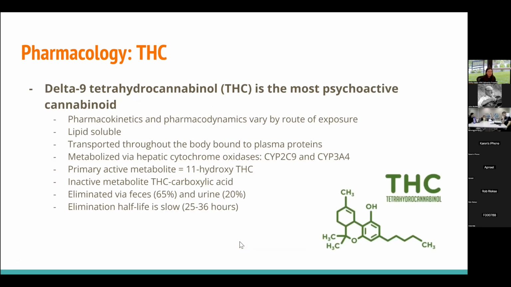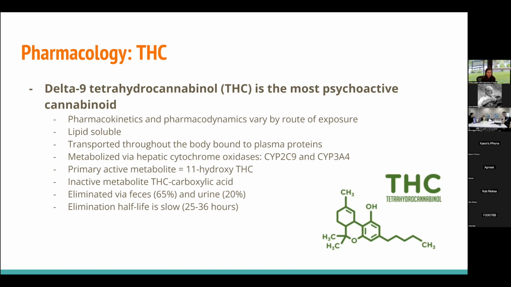So diving a bit more into both, like I said, THC is the psychoactive cannabinoid. Its pharmacokinetics and pharmacodynamics really vary by route of exposure, and we'll talk a little bit more about that later. It's lipid soluble, but transported throughout the body bound to plasma proteins. It's metabolized in the hepatic cytochrome system using cytochrome 2C9 and CYP3A4. Its primary active metabolite is 11-hydroxy-THC, and this active metabolite is thought to be about 4 times more psychoactive than THC itself.